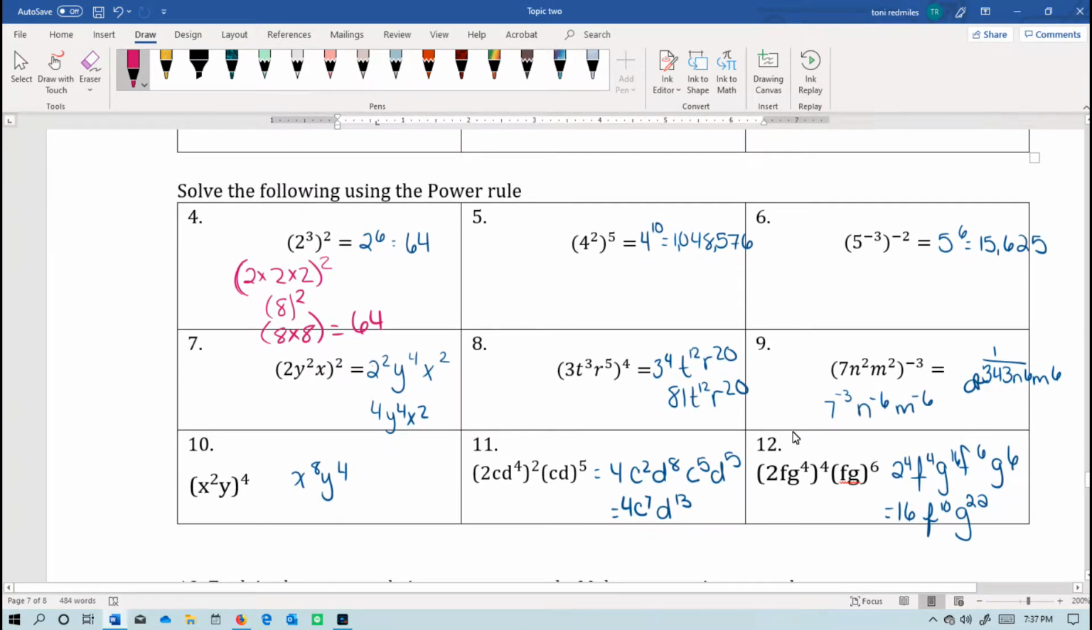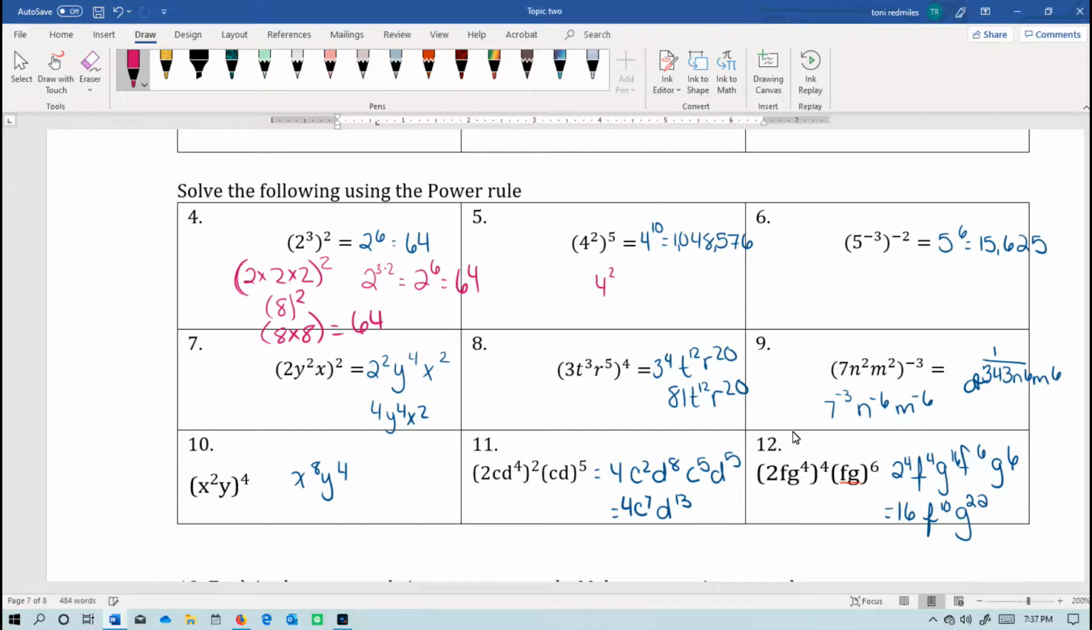All right, so the power rule says that when you raise a power to a power, you just have to multiply those powers. I wanted to show one where we actually model the rule so you can see it. So inside the parentheses, I have 2 times 2 times 2. Well, that's 8. Then if I do the one on the outside of the parentheses, that would be 8 times 8, right? 8 to the second power is 8 times 8, which is 64. Well, if I do the power rule, it's 3 times 2, which is 2 to the 6. 2 to the 6 is also 64. So it gives us the same answer.